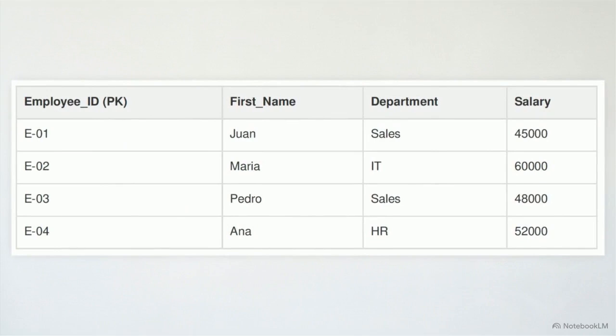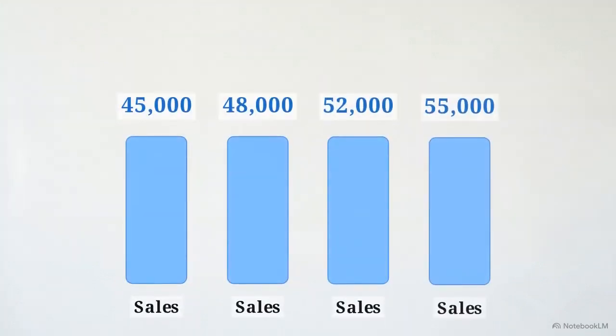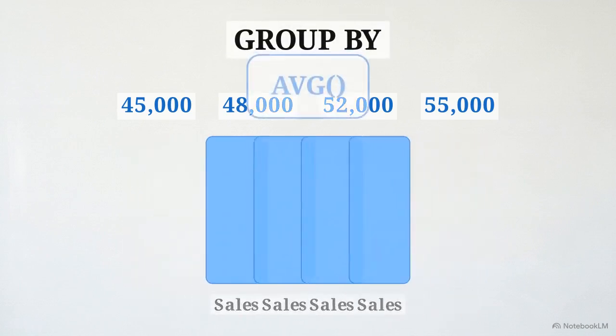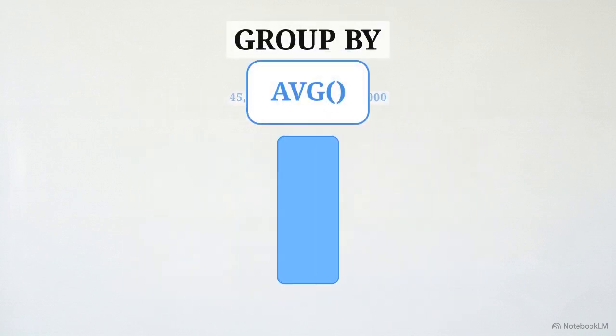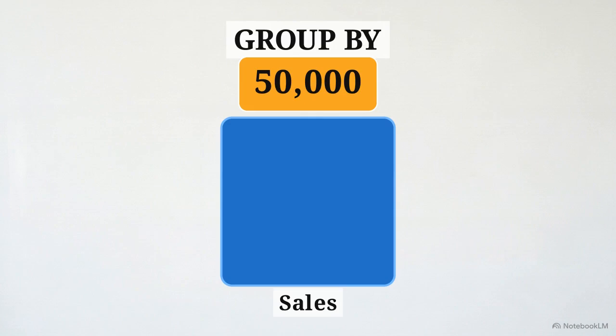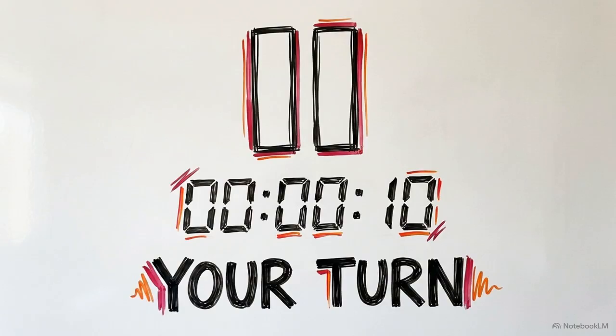Often, you need to summarize information rather than list it out row by row. This requires the group by clause. It works by aggregating identical data into single rows, and it is almost always paired with math functions like sum or average. Pause the video and write out the exact SQL query required to calculate the average salary for each department. Let's check the code.